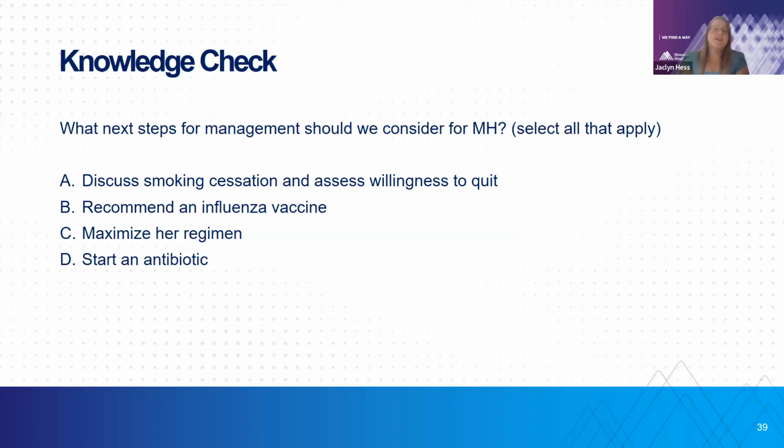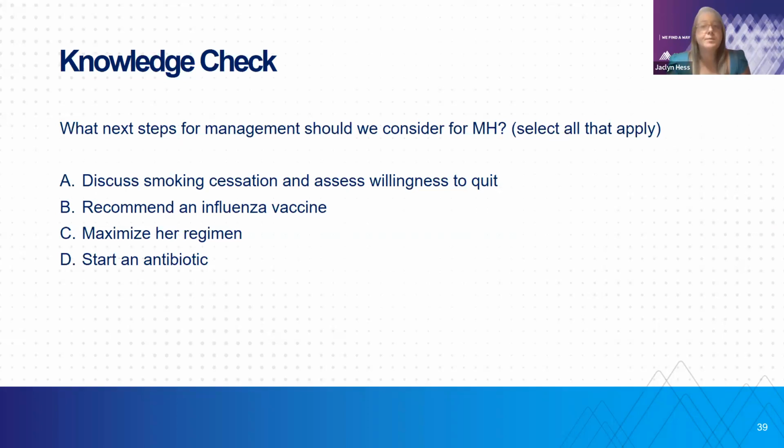So the correct answers are A and B, with potential consideration for C. Since she is an active smoker, we want to discuss smoking cessation, and if interested, make sure she's set up for success. It was flu season at the time that she was enrolled in the program, and her last vaccine was from 2021. So we do want to recommend that she receive that vaccination at that point.